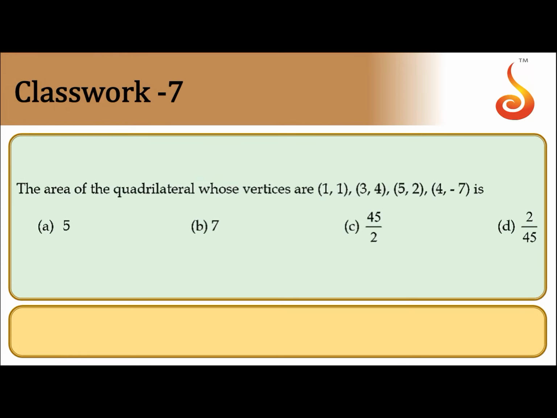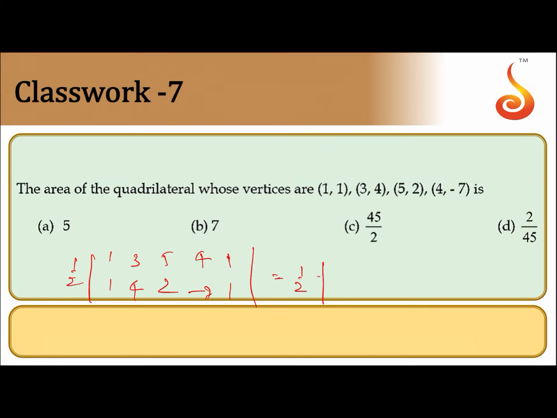Coming here, area of the quadrilateral whose vertices are given. So you know the formula, it is half of the determinant with points (1, 1), (3, 4), (5, -2), (4, -7), and again (1, 1). So better you go for the normal calculation. Simply and easily you can simplify and you'll be getting the required answer.